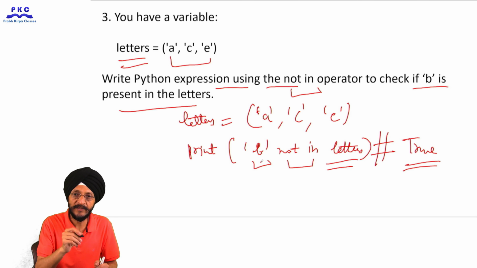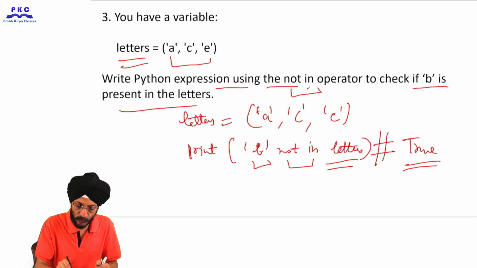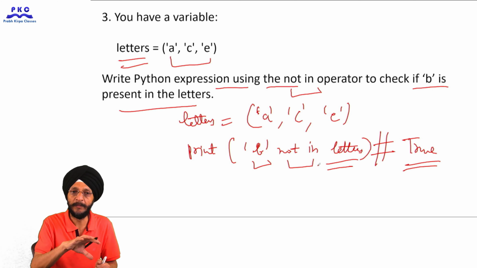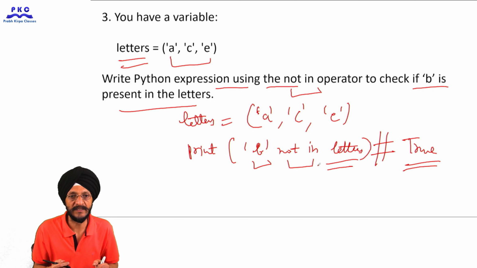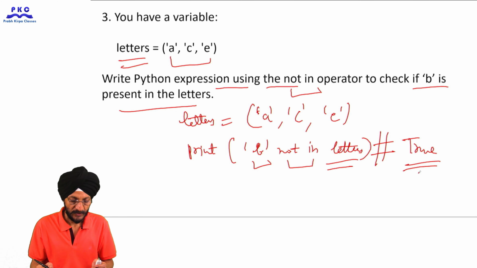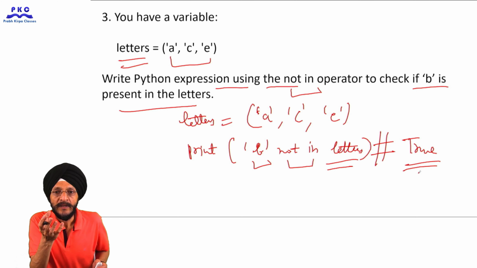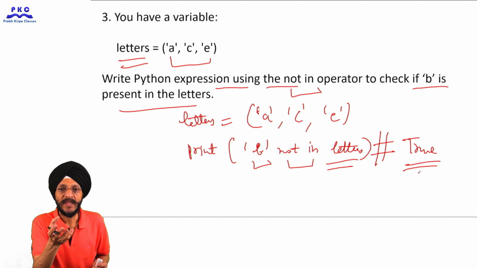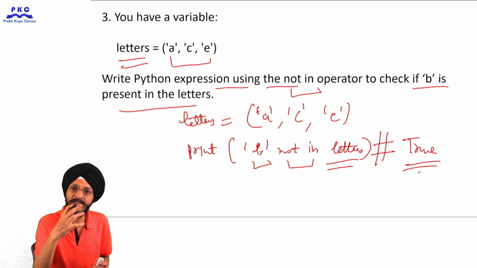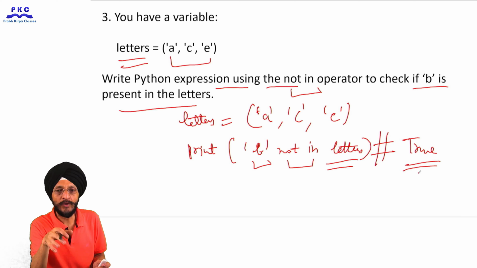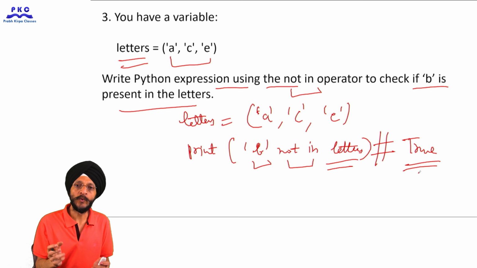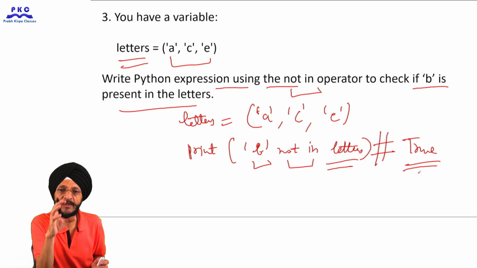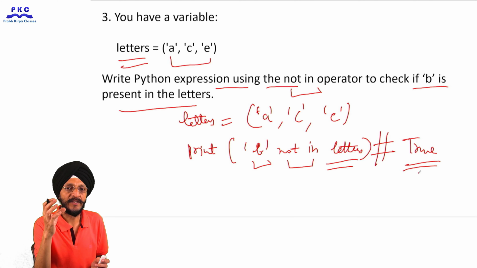And the question also says that we have to use not in operator to check if B is present, B not in. That is, we are already saying that B is not there in letters. So answer is true. You can devise your own questions and find out the results of the same and do your practice at your own level so that you can understand the concept of membership operators, that is in operator and not in operator, with more clarity and understanding.